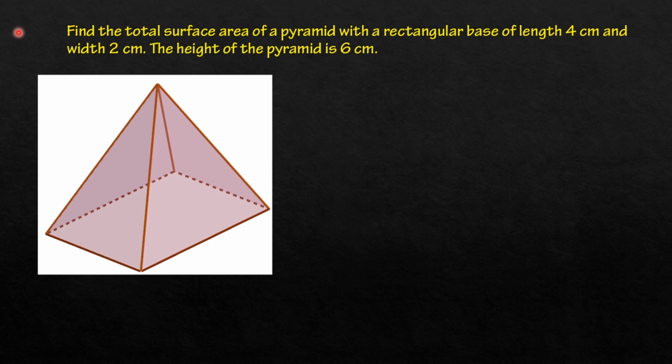In this question, we find the total surface area of a pyramid with a rectangular base of length 4 centimeters and a width of 2 centimeters. The height of this pyramid is 6 centimeters. Label the diagram again. The height of the pyramid is 6 centimeters, and the rectangular base, the width is 2 centimeters, and the length of the base is 4 centimeters.